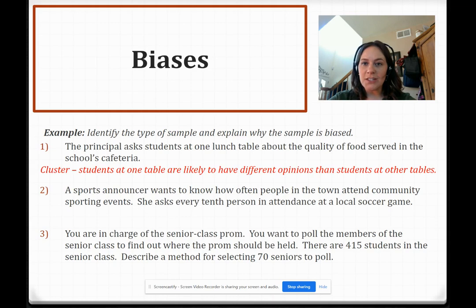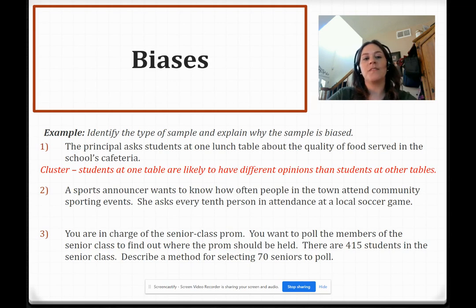If you thought cluster because the principal asked one particular table and all the students at it, you are correct. Why would this potentially cause biased results? It's very possible students at one table may have different opinions than students at another. Think about it. A lot of times you sit with your friends, and when you sit with your friends, you talk. Sometimes people share common opinions or voice their opinions to each other. You also might be more likely to agree with a friend because you agree with them maybe on other fronts as well.